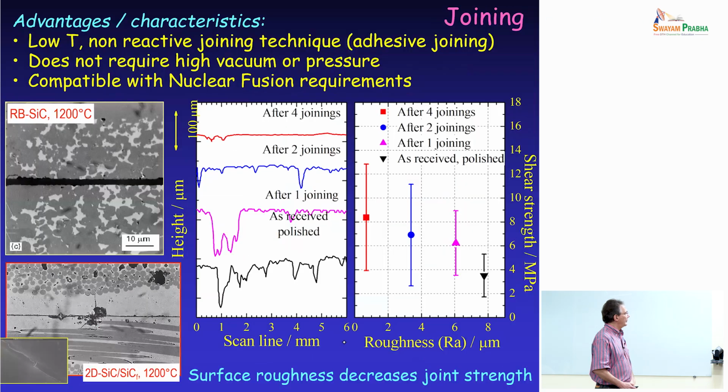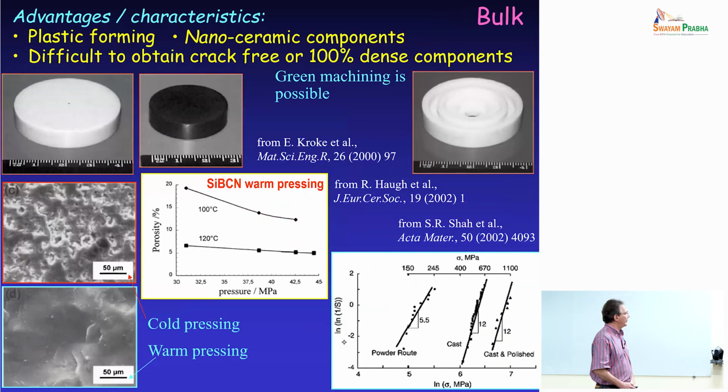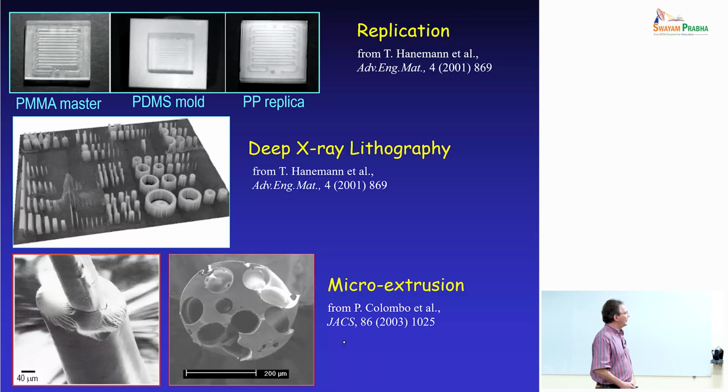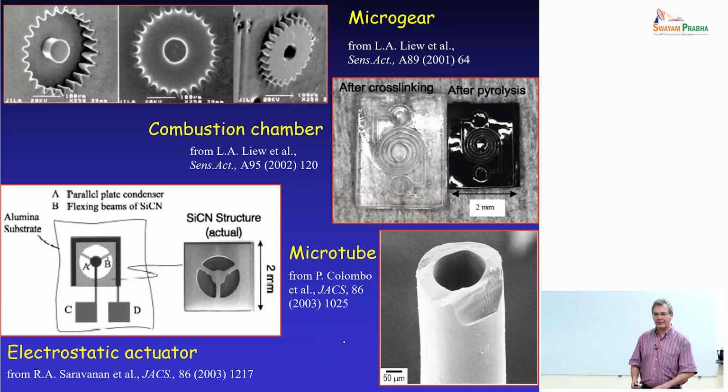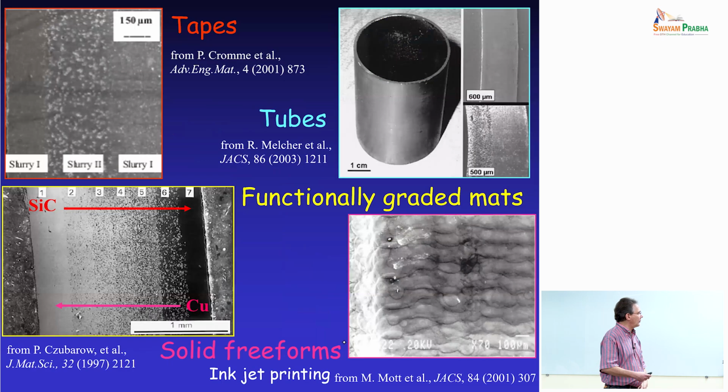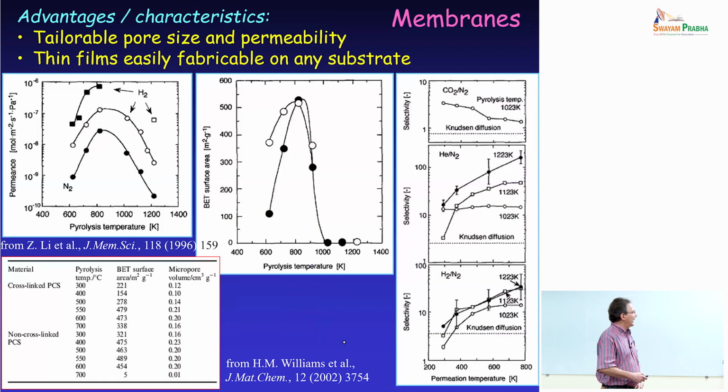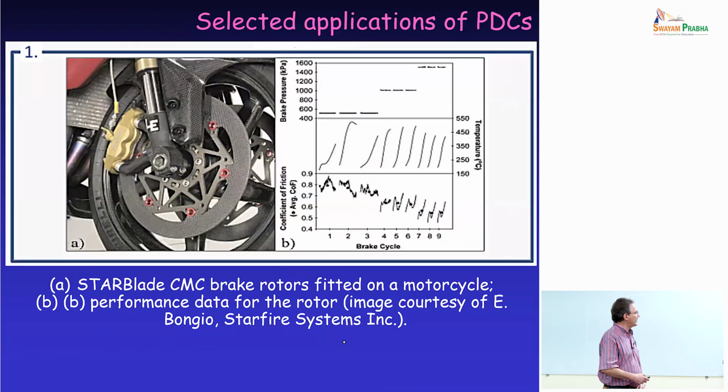So I can skip these things. Joining was already mentioned. So you can see all different shapes that can be obtained. For instance, we use micro extrusion for making ceramic microtubes, and you can also make multi-lumen ceramic microtubes starting from polymers. So you can actually take advantage of all the possibilities that polymeric processing gives you.